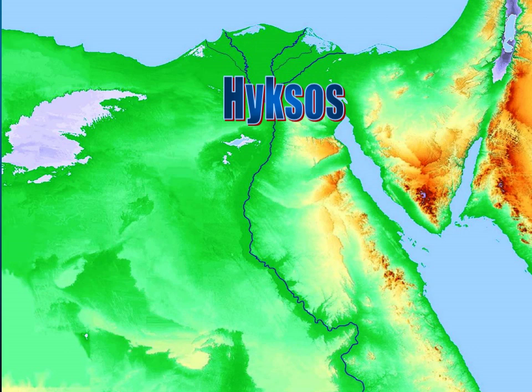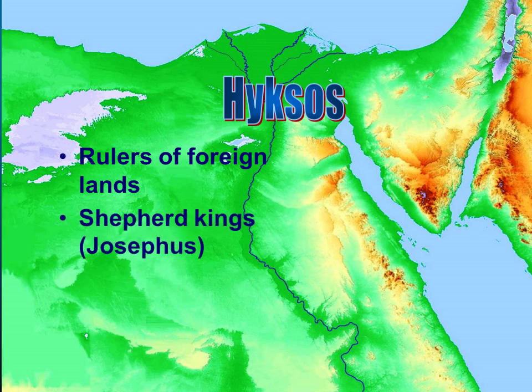Did they come as invaders? Did they come as immigrants turned invaders? We're not entirely sure, and there are arguments both ways. The term Hyksos is actually a term that's used by other people. They are described by the Egyptians as rulers of foreign lands. Josephus says this term means shepherd kings. We're not sure that it does, or that they had anything to do with shepherds.